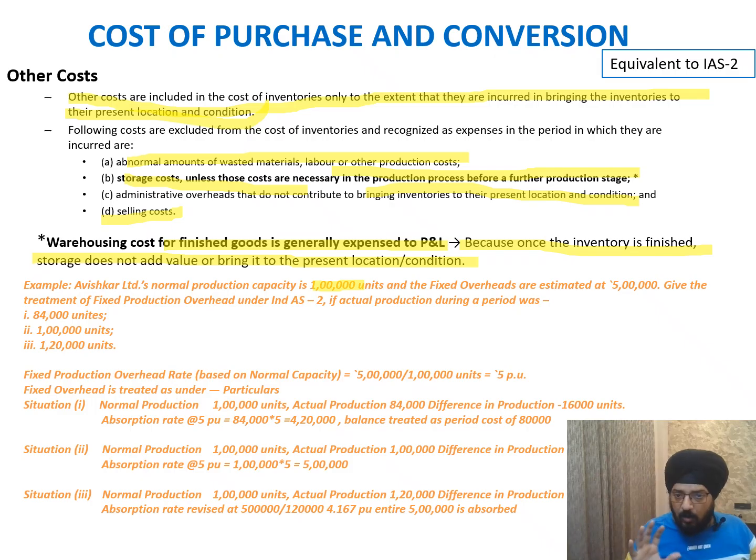So this is how normal absorption happens. Any underproduction will lead to under-absorption of the cost, and the balance cost will be charged directly to the P&L. But in the case of overproduction, the normal rate per unit will be redefined, and my absorption will happen on that rate. So with this, let's quickly move to the next slide.